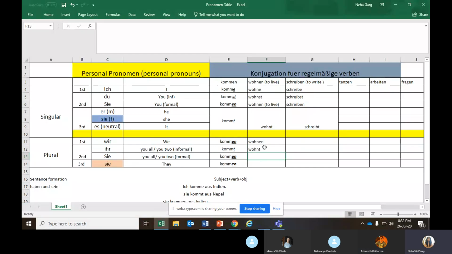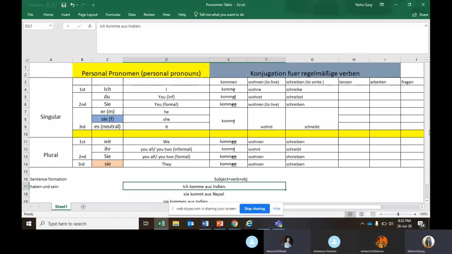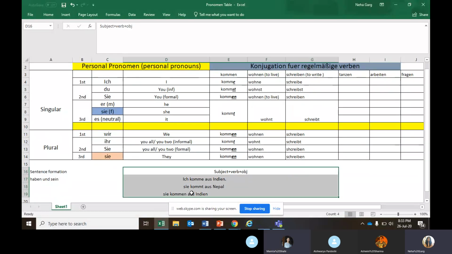Then again we have plural forms. In plural forms, be it for a second person or a third person, it would be the infinitive form, wohnen, again wohnen, and then here wir schreiben, ihr schreibt, not st, Ashwini, it would be only t, like er. Then sie schreiben, again infinitive form. Right? So let's write some sentences.